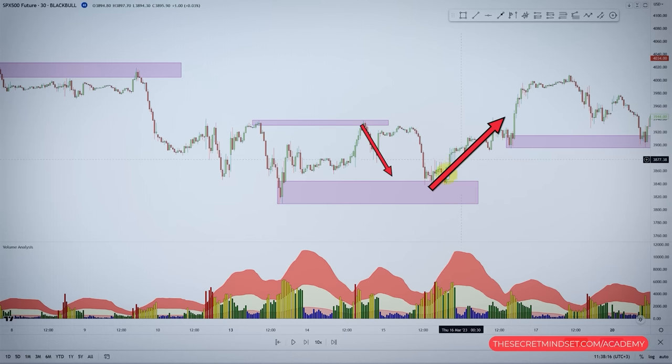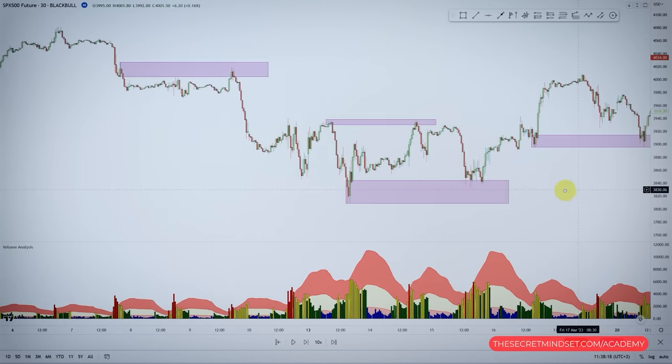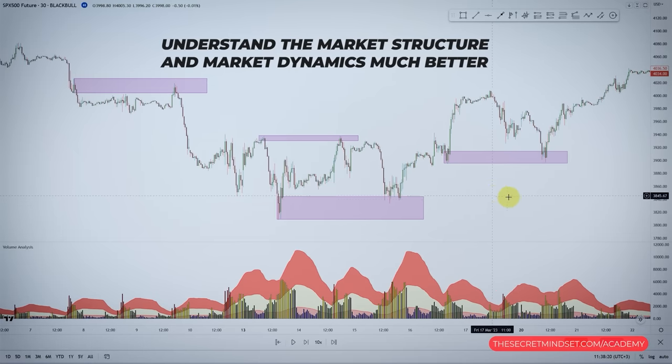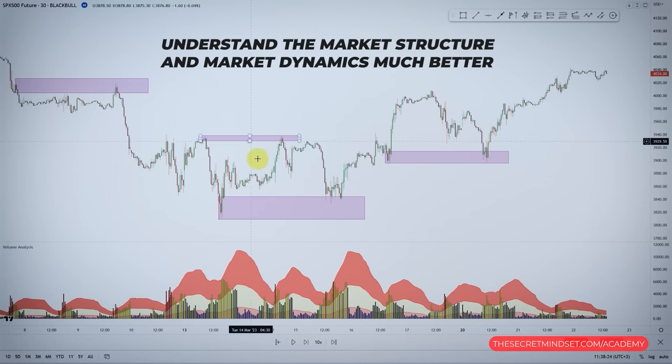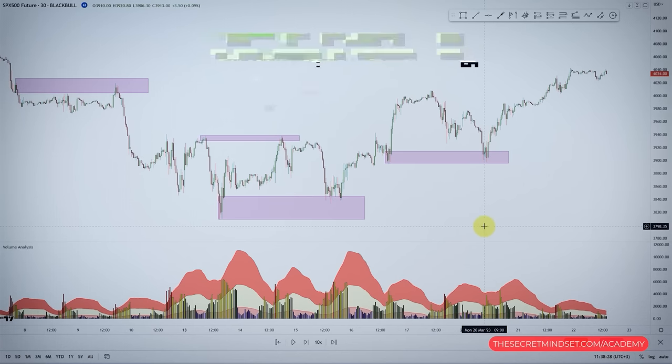The main advantage of supply and demand trading is that it helps you to understand the market structure and market dynamics much better. This is the first component in your smart money trading plan.